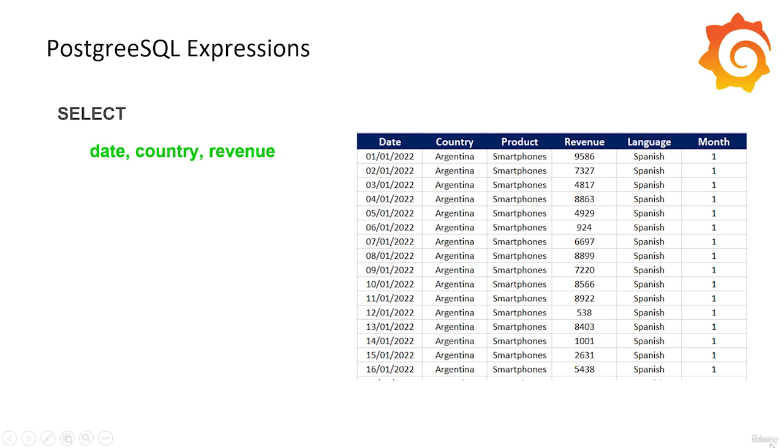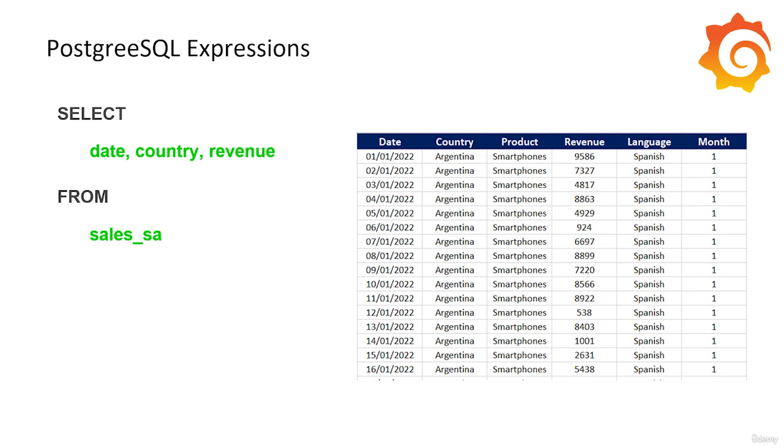And then after this first expression, we are going to use the from expression to define exactly which table of our database we are going to use. So now with those two expressions, select and from, we already pointed out which columns we want to bring and which database table we are querying from.